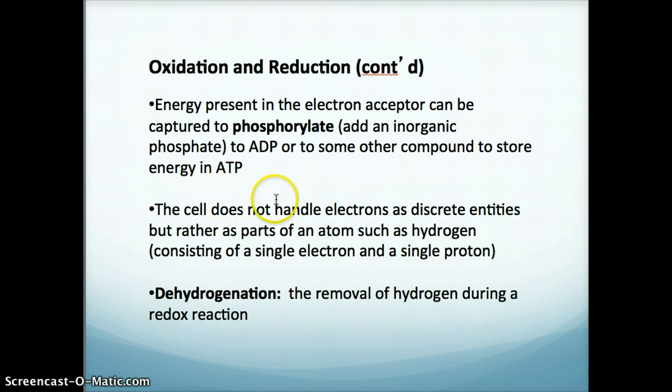The cell doesn't really handle electrons by themselves. They're really part of an atom. So they're often considered a hydrogen atom, which consists of a single electron and a single proton. But really it's the electrons we look at for transferring that energy. And then at the end of a redox reaction, or in a redox reaction, we can have dehydrogenation. That is the removal of hydrogen during a redox reaction. So taking a hydrogen and removing it.